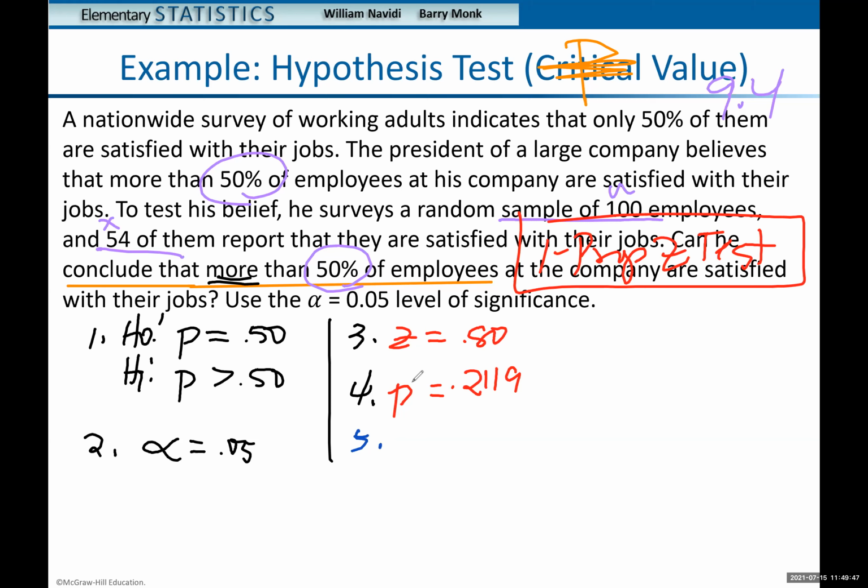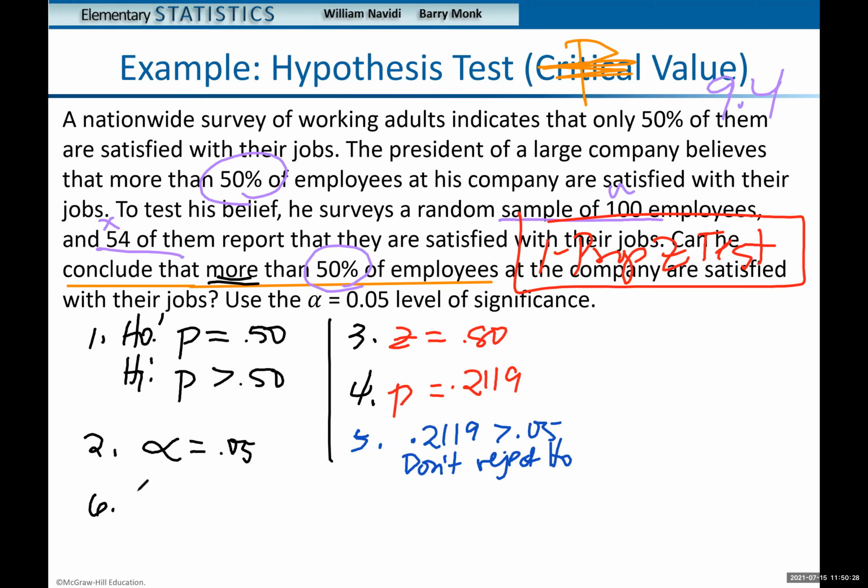Then step 5, we compare our P and alpha. Is it less than or greater than? Greater than. And if it's greater than, there's not enough evidence. Decision first. Don't reject H0. Yes, don't reject H0. And now your conclusion.